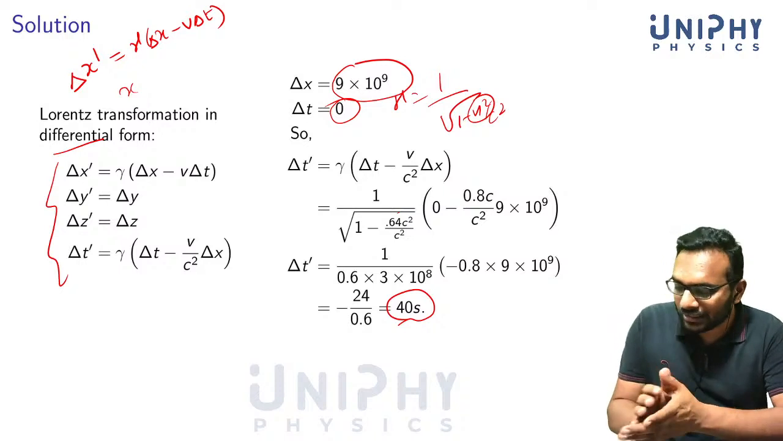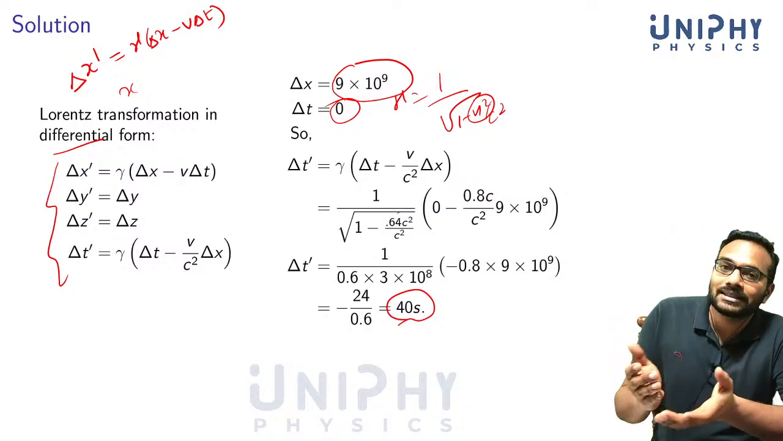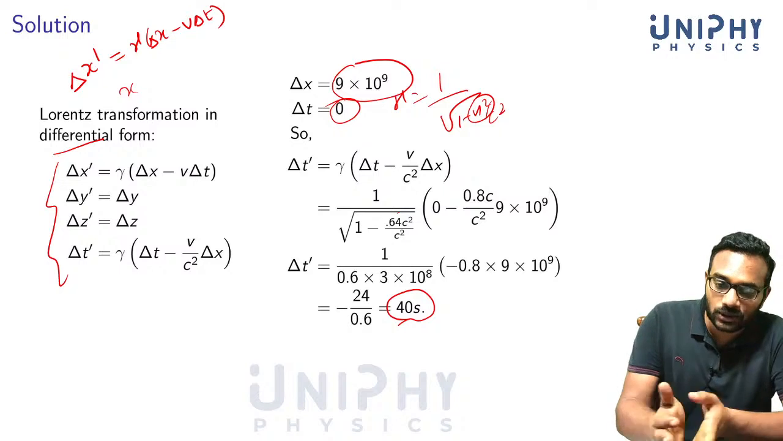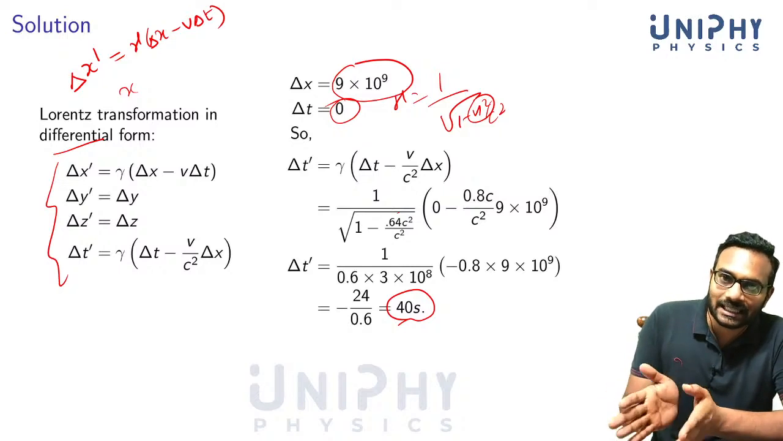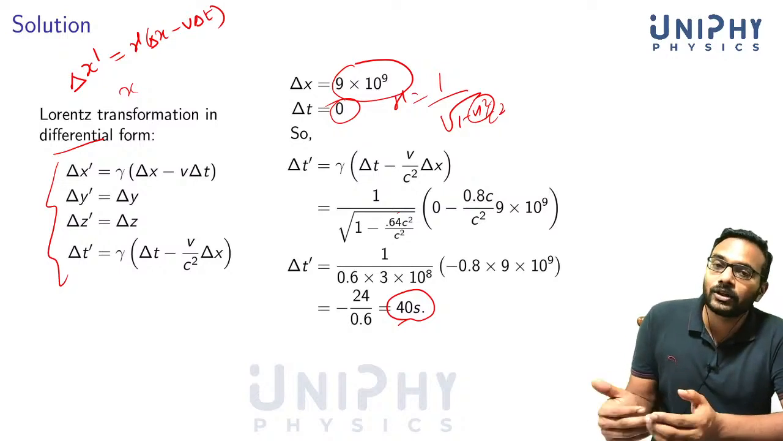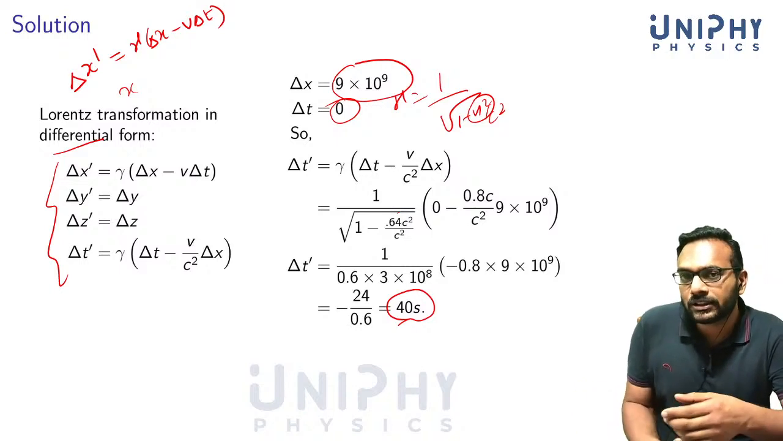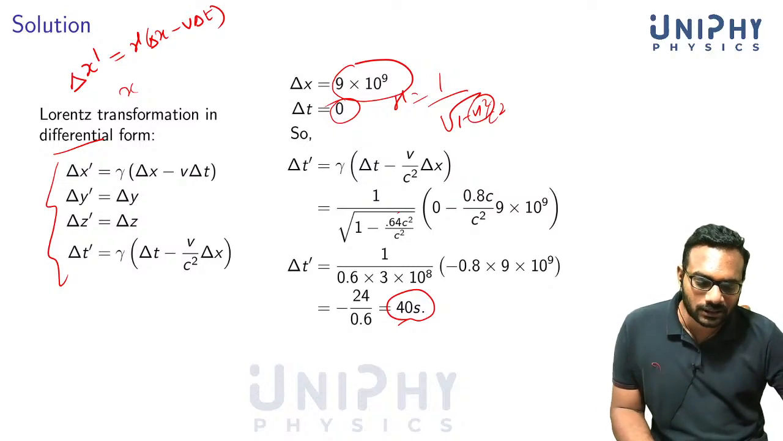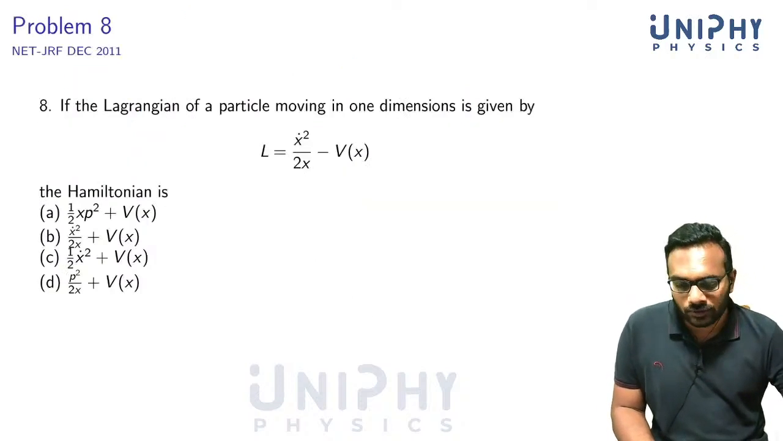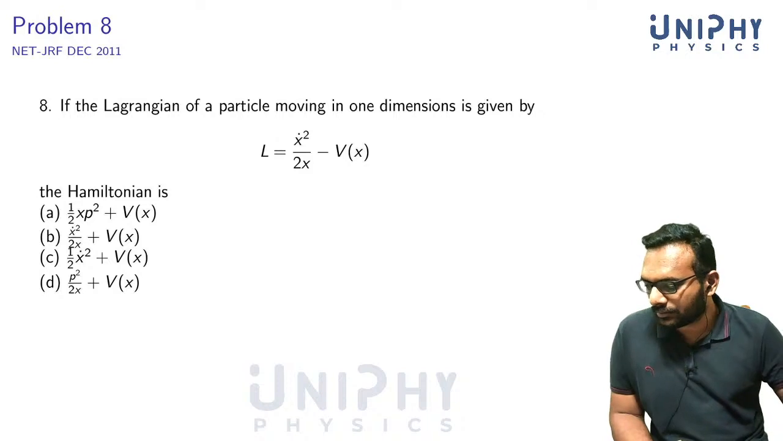So the important thing that we see here is that the events which are simultaneous in one frame, that is, in one frame the events have happened at exactly the same time, are not simultaneous in some other frame. So in other words, simultaneity is not absolute. That's a very important consequence of the special theory of relativity.